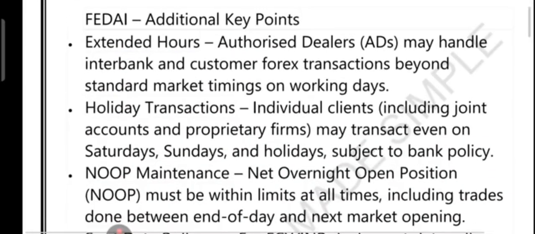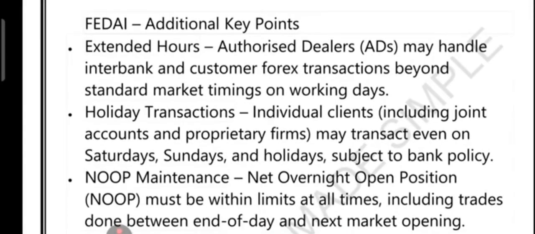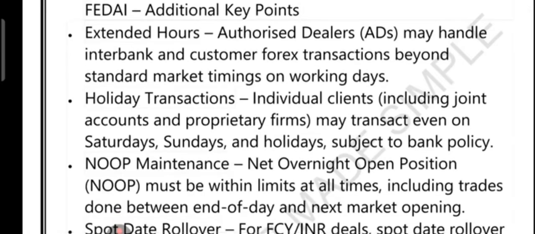Now friends, let's talk about some more points related to FEDAI. First point is that FEDAI also has some extra rules that make forex operations smoother. First of all, banks are also called authorized dealers or AD, right? They can handle forex deals with other banks and customers even after the standard 9 to 5 timing on working days if needed. That is called extended hours.